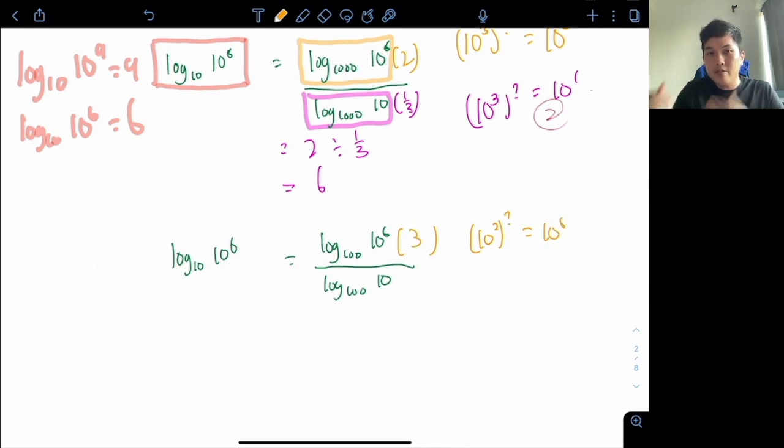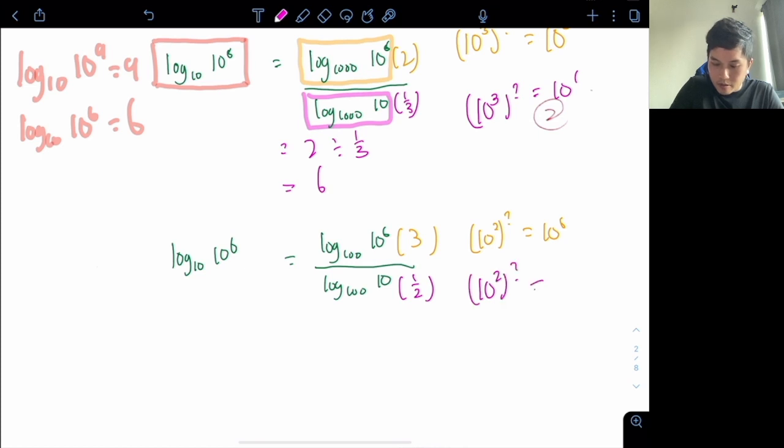Then you can think of this as if I count in terms of 2 zeros at a time, because 100 is 2 zeros. How many groups of 2 zeros are there in 1 million? The answer is there are 3 groups. And then you can probably guess what the fraction over here is. This is going to be a half. Why? Because in each group, there are going to be 2 zeros. But let's just do this very quickly: 10 to the power 2 raised to what power will give me 10 to the power 1? The answer is a half.